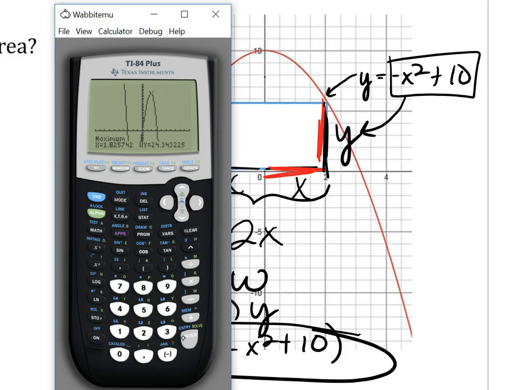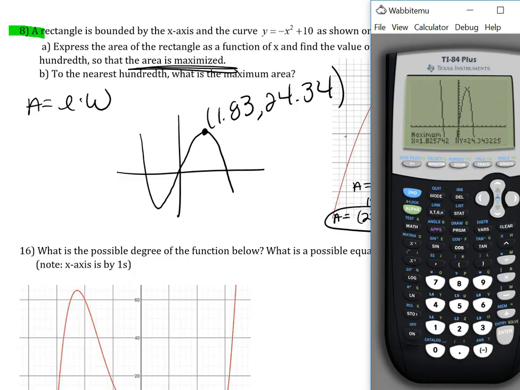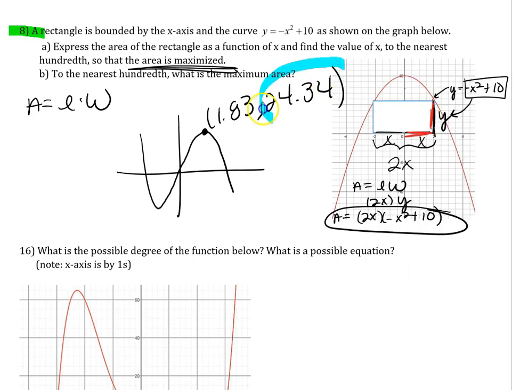So let me sketch a picture of this. All I've done is sketch a picture to the left of what this graph looks like. Here's the maximum, labeled with the coordinate point. It says, to the nearest hundredth, what is the maximum area? The maximum area is the 24.34 number, because that is representing the y values. A is the y value. When you put this in your calculator, you're telling the calculator y is my area.